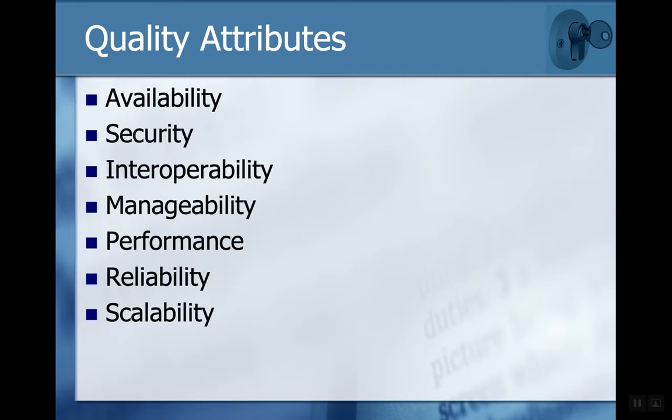The term non-functional attributes can lead some people to a misunderstanding, that if it's a non-functional requirement, it's not important. Quite frankly, quality attributes are every bit as important as the functional requirements. So it's a differentiator.